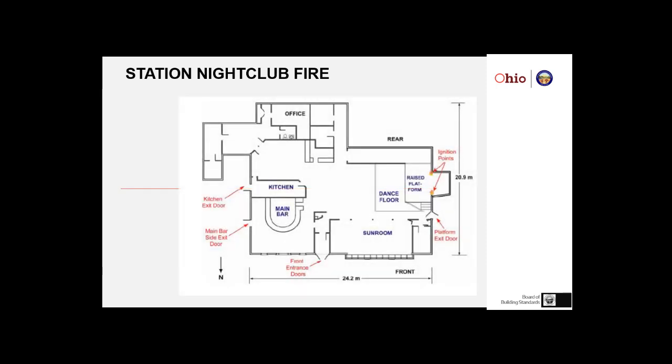Pretty tragic event that occurred back in February of 2003. This occurred in West Warwick, Rhode Island. And in fact, there were 100 deaths, 230 people were injured, and 132 people were uninjured survivors. That just gives you an idea of how many people were packed into this nightclub. This building was built in 1946 originally as a restaurant, and then it later changed occupancy to this nightclub. It's only about 4,400 square feet.